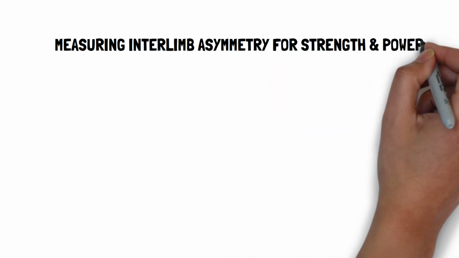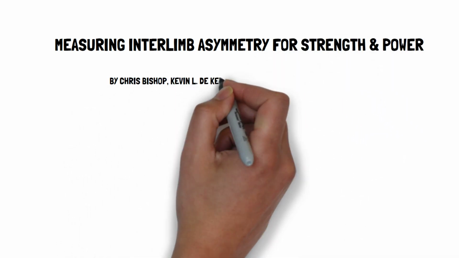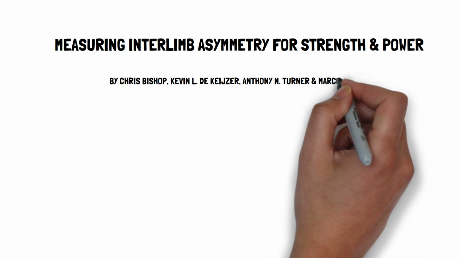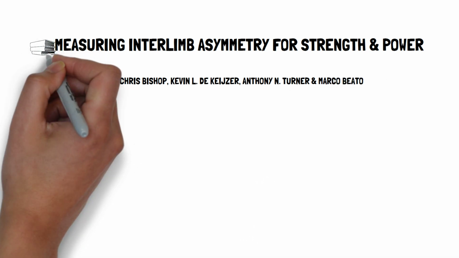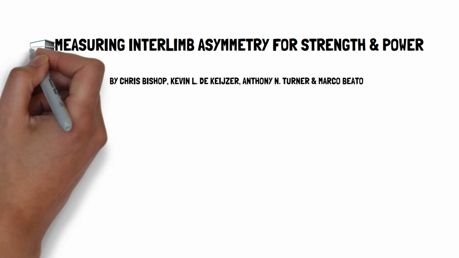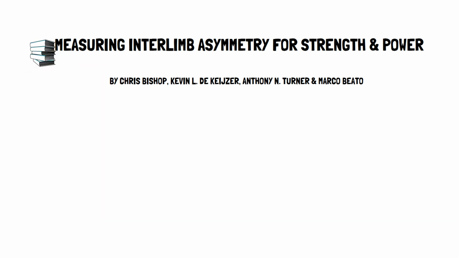The article, published in the Journal of Strength and Conditioning Research, titled Measuring Interlimb Asymmetry for Strength and Power by Chris Bishop and colleagues, aimed to provide recommendations on the optimal way to assess, analyse and reduce strength and power interlimb asymmetries with athletes. This presentation, brought to you by Talking Sports Science, will provide a summary of their recommendations.